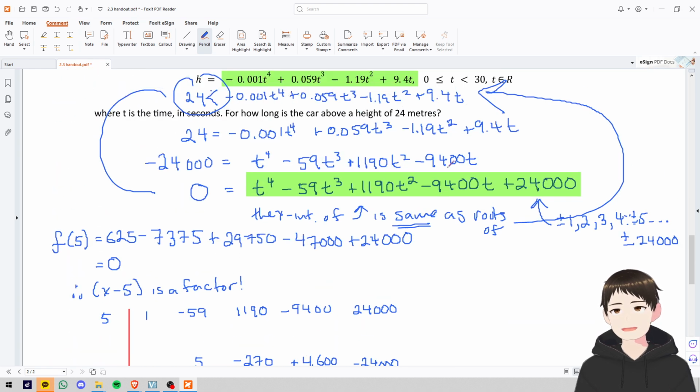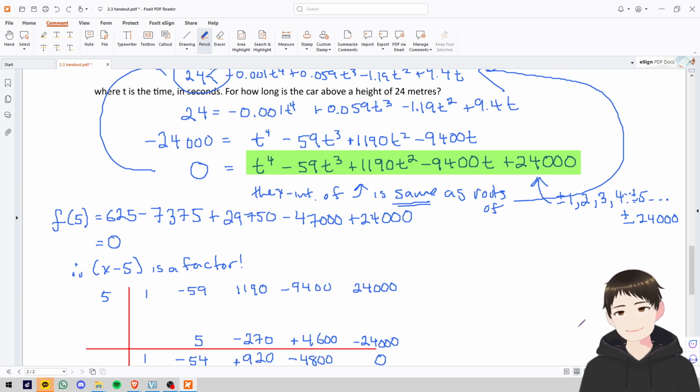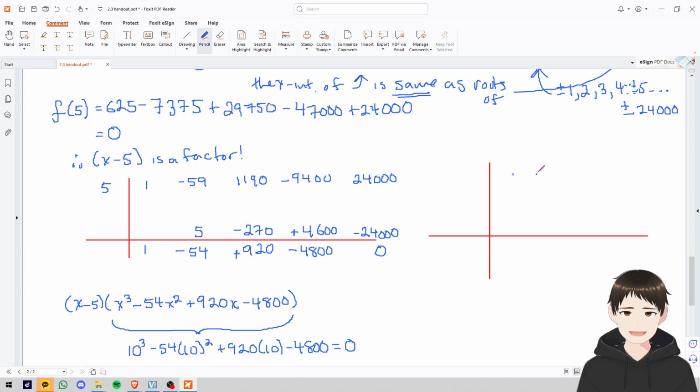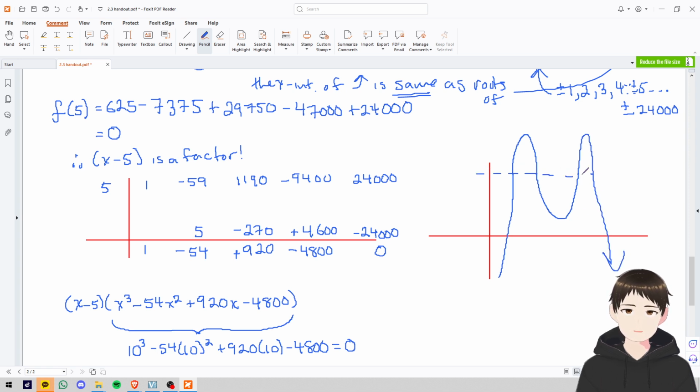But look here. That is nothing like our original equation. Our original equation actually has a negative leading coefficient, which means the original function is something like that. And what are these dots that I drew at the timelines of 5?